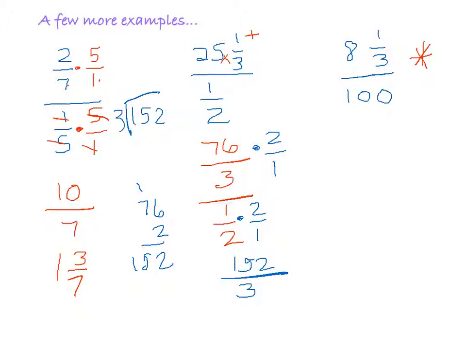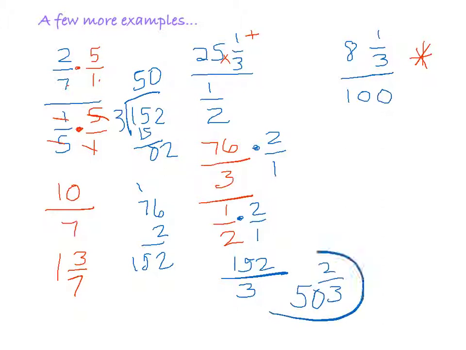3 goes into 15 5 times with a remainder. We got a 2. 3 does not go into 2, so it's going to be 50 and 2/3. There we go, 50 and 2/3. So the answer would be 50 and 2/3.